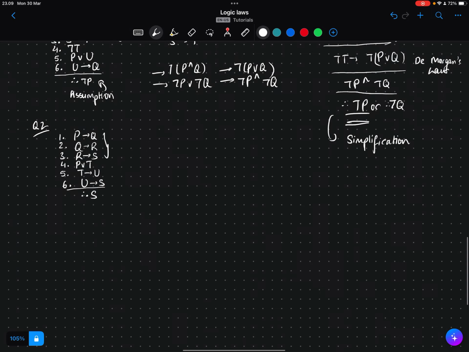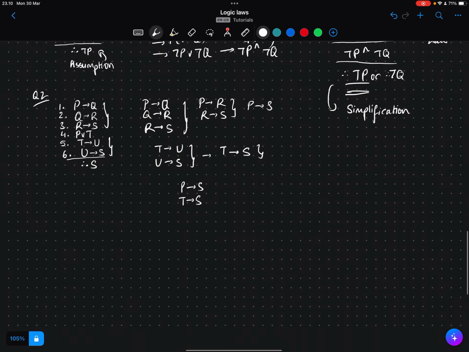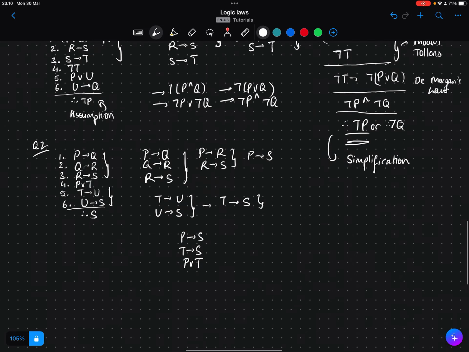Again, if you thought hypothetical syllogism, very good. P to Q, Q to R, R to S. So what does that bring? P to R, R to S. We can write P to S, right? Now take these two: T to U, U to S. You can write that as T to S, right? Now P to S, T to S, and we also have, what do we think? Yeah, P or T. Okay, so we have these two.